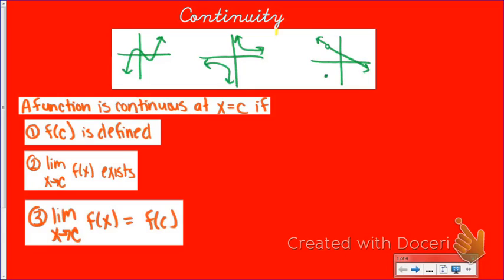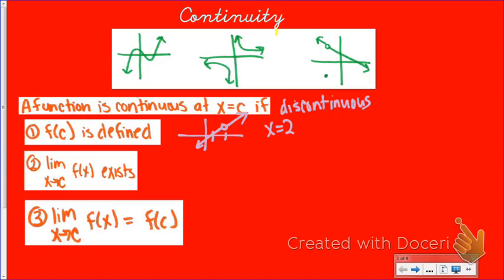Okay, so let's say, for example, I have a function that looks like this. Now if you look, that function isn't defined at that value. Okay, so at 2, when x is equal to 2, there isn't anything, it's not defined. So this function is discontinuous when x is equal to 2. It's continuous everywhere else except for that one point because of that open circle, because that value is not defined.